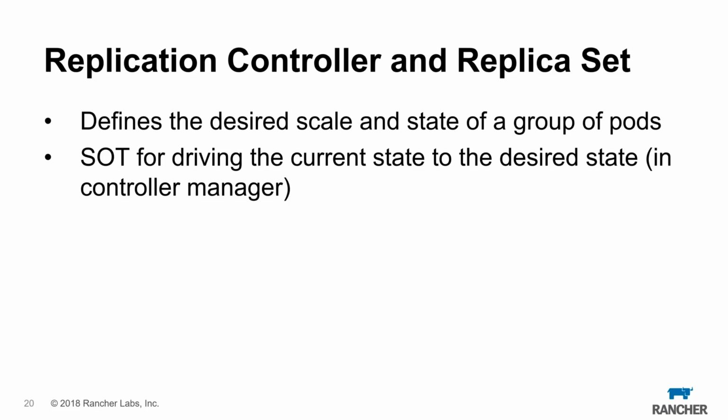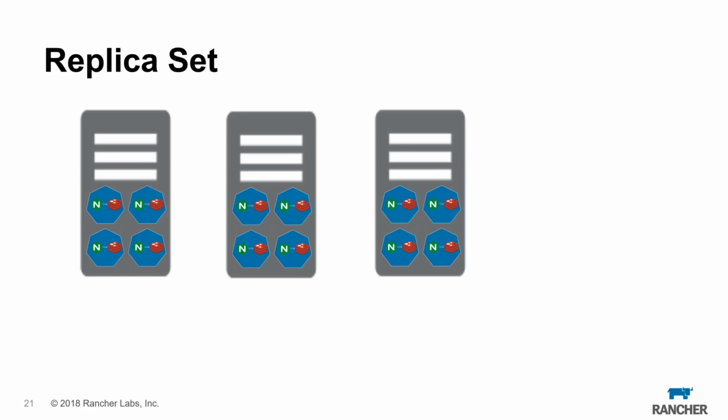The next object is the replication controller, or replica set. The replica set is actually the next generation version of the replication controller, and these define the desired state of a group of pods, and they drive from current state to desired state in the controller manager. So a replica set might look like this, where I've defined in my replica set that for my pod from my first example, I want 12 of these running within my cluster.